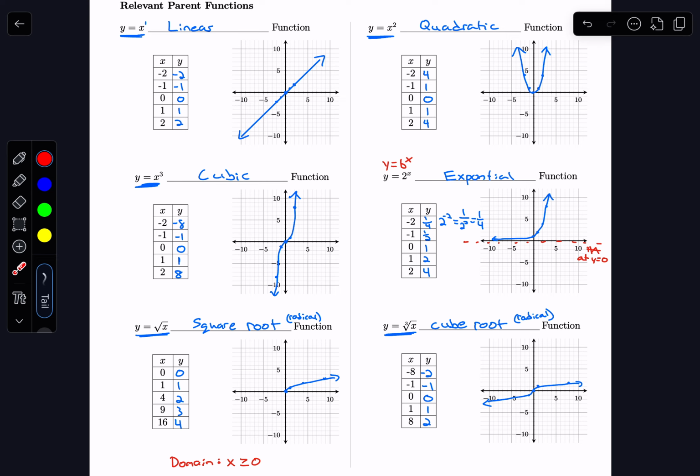The only difference is that for the square root, when we turn it sideways, we do not have the lower half because then this would not be a function. Because remember, it has to pass the vertical line test. So if we had both sides of that sideways parabola, it would no longer be a function.